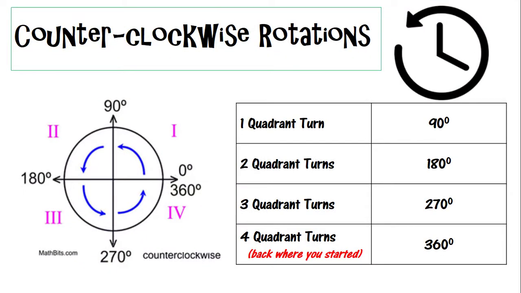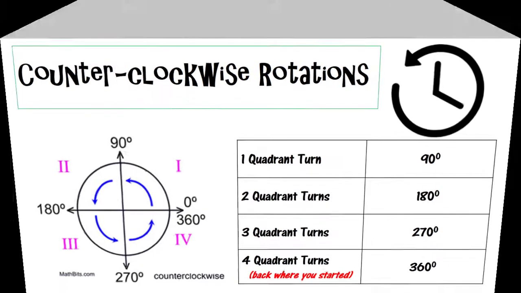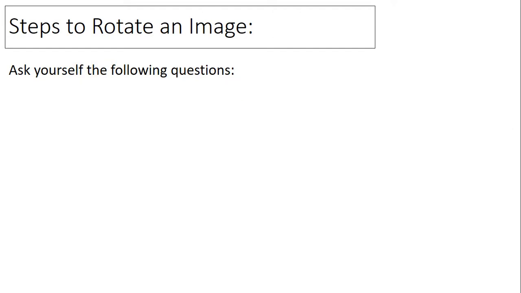Counterclockwise rotations rotate in the opposite direction that a normal clock goes. If your problem calls for one quadrant turn, it's usually a 90-degree rotation. A 180-degree rotation represents 2 quadrant turns, and a 270-degree rotation represents 3 quadrant turns. Last but not least, 360-degree rotations represent 4 quadrant turns.